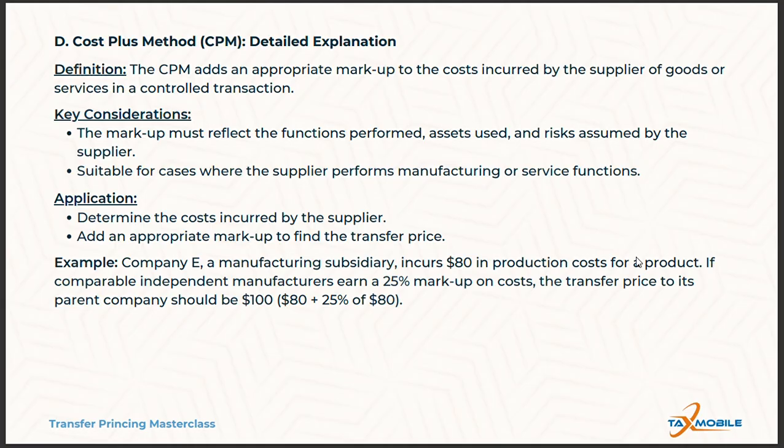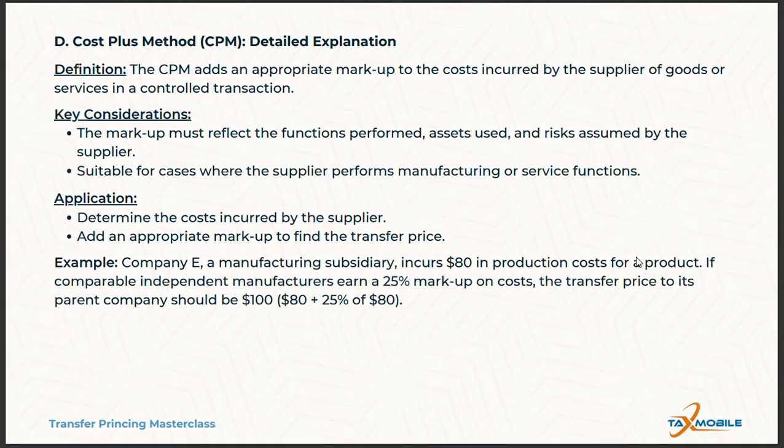Now, the cost plus method. The cost plus method adds an appropriate markup to the cost incurred by the supplier of goods or services in a controlled transaction to determine the arm's length price. When to use this? The cost plus method is suitable for manufacturers or service providers who add value and incur well-defined costs in producing goods or services for a related party. And this particular method works best when the supplier is a contract manufacturer or low-risk service provider.